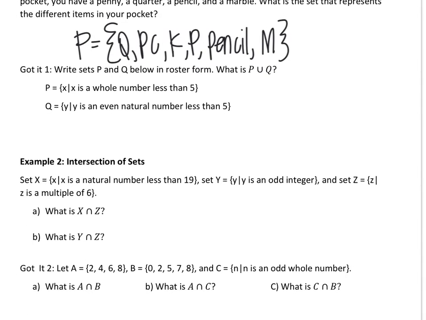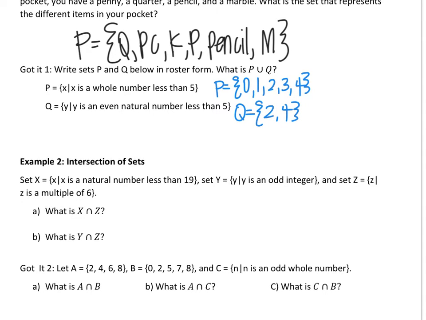Number 1. Write sets P and Q below in roster form. What is P union Q? I'm going to do this with you. So set P in roster form is going to be a whole number less than 5. So a whole number is 0, 1, 2, 3, 4, and it's less than 5, so I don't list 5. Q is going to be an even natural number less than 5. So natural numbers start with 1, but I'm only going to list the even ones. So I'm going to say 2, 4.